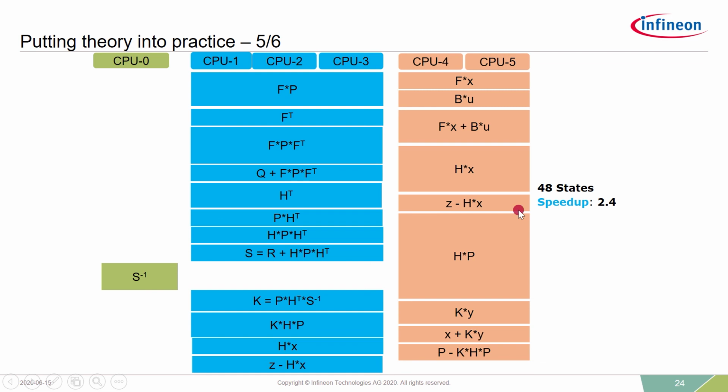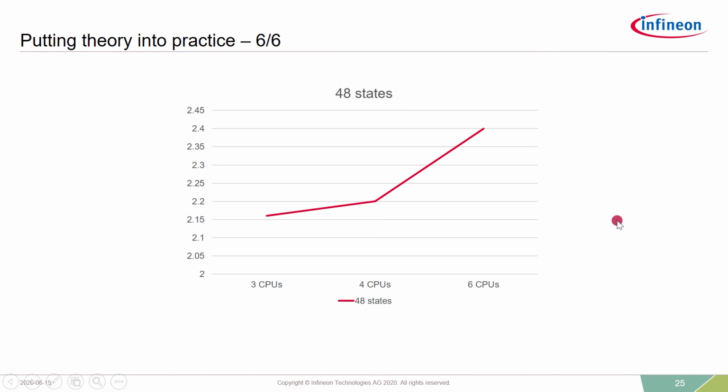And in the next variation, we threw in a couple of additional CPUs into the mix, and the speed up for the 48 state Kalman increased to 2.4. And here's a nice chart depicting the increase in speed up as we increase the number of CPUs, but this should not come as a surprise.